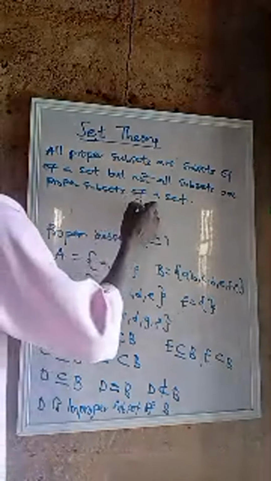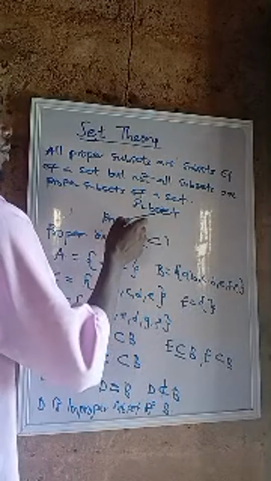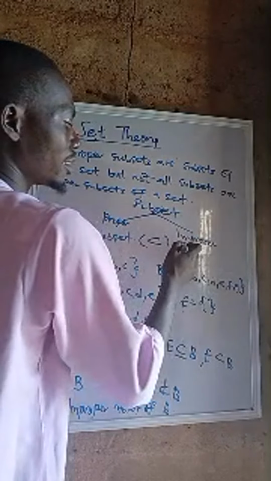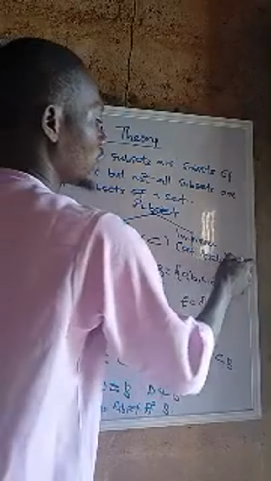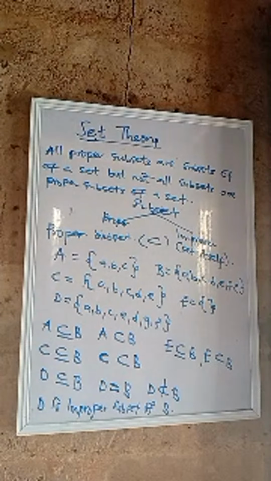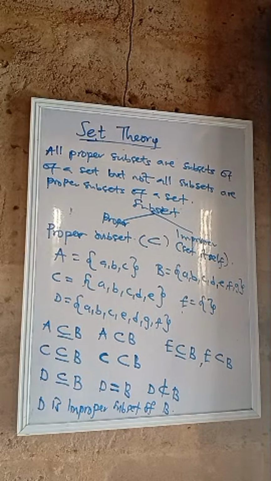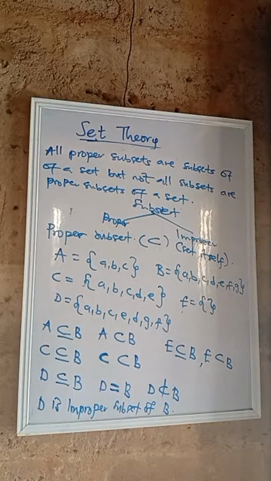So you should know that subsets are classified into what? Proper subsets and what? Improper. The improper subset is the set itself. The set itself. Okay, so that is the explanation on that. So some points you should note.